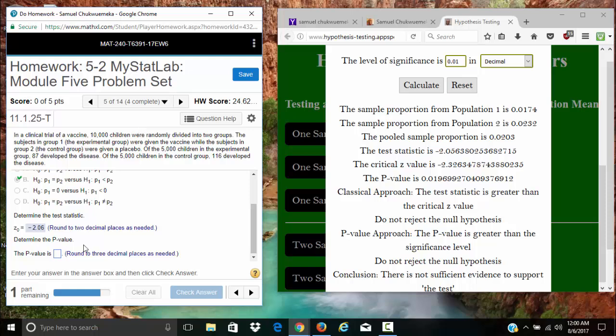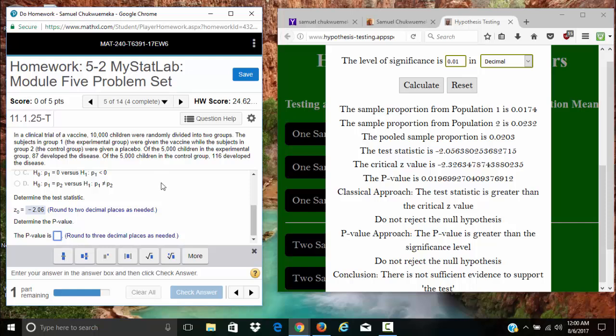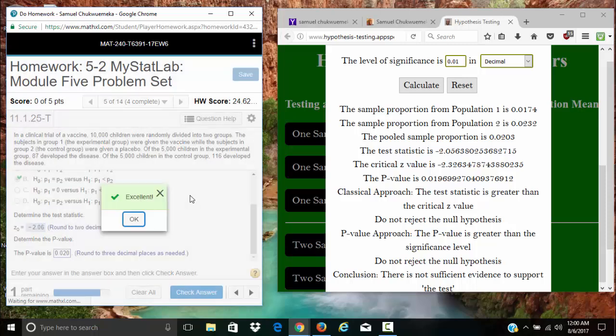Then the p-value, rounded to 3 decimal places, is 0.0196. So you can say 0.020, because 0.019, then 6, call it 1. 1 plus 19 is 20. So 0.020. Okay, that's the p-value.